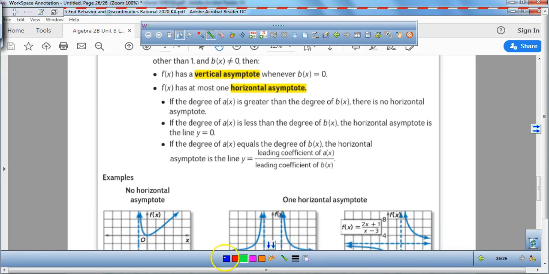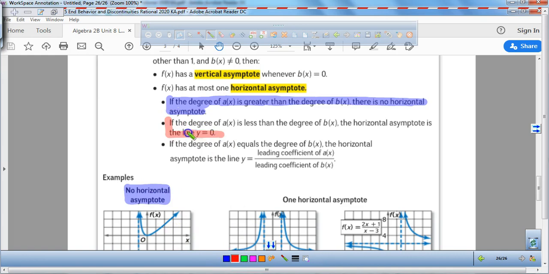The 3 rules are this, okay? If the degree of a of x, which is whatever is in the numerator, is greater than the degree of b of x, which is in the denominator, then you're going to have this situation right here, no horizontal asymptote, okay? But if the degree of a of x is less than the degree of b of x, then you're going to have the situation we just had, where it's at y equals 0.